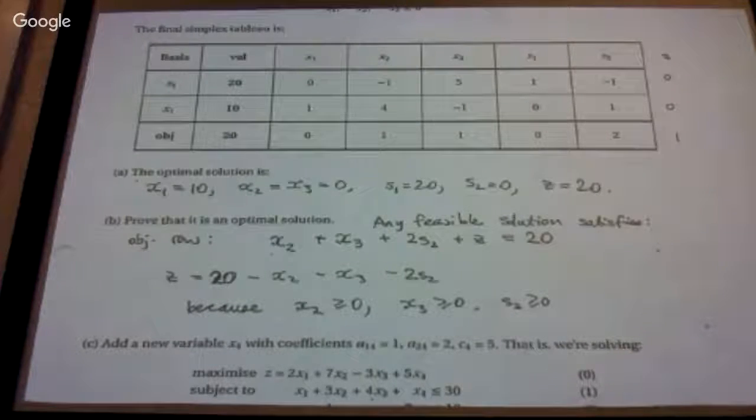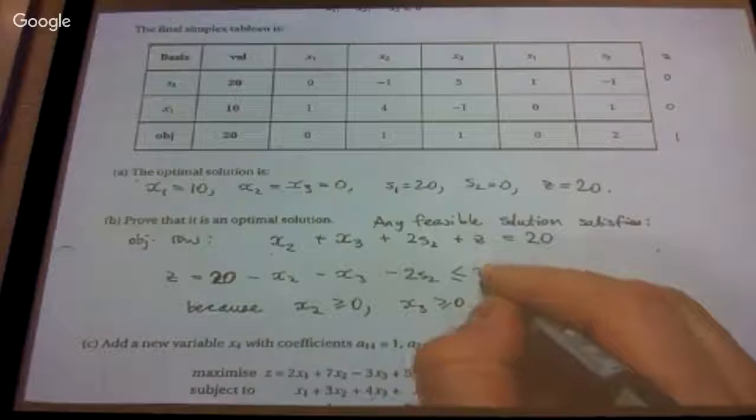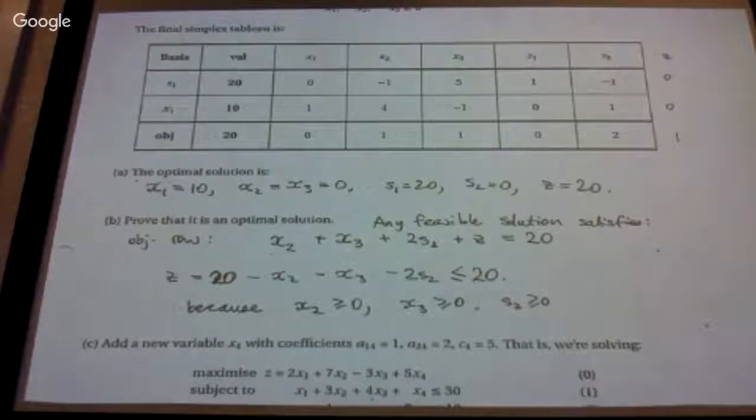So z can never be more than 20. So this is the end of the proof, really, because what it proves is that the objective can never be more than 20, and we have a solution where it's 20, so it must be optimal. Can't be a better one. Make any sense? Hope it does. And so the key to proving that the tableau is optimal, as we all know, is in the objective row. So with negative values in the objective row, we still pivot, and if there are none, we say it's optimal. And this is why.